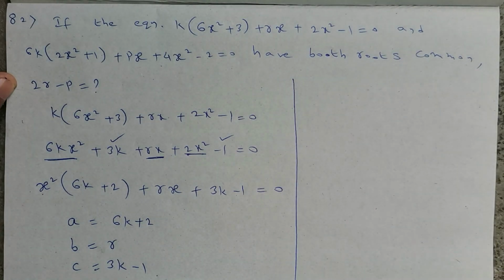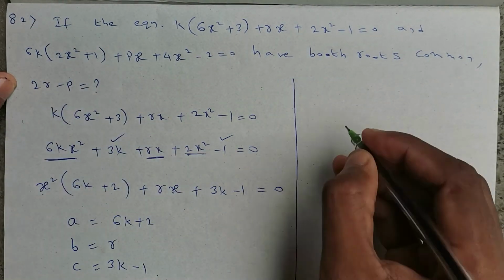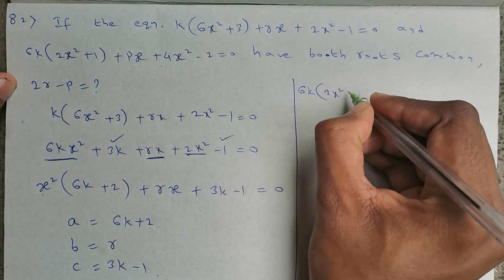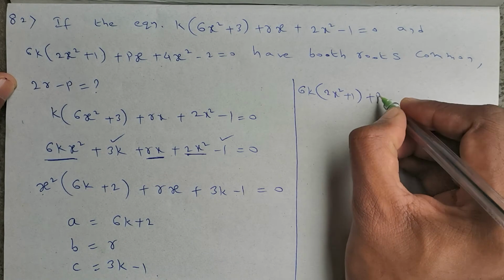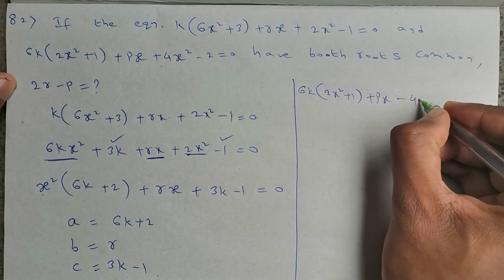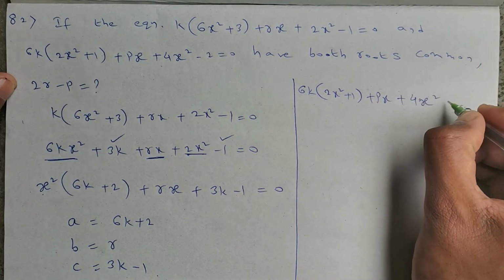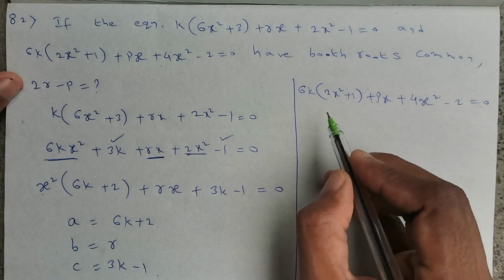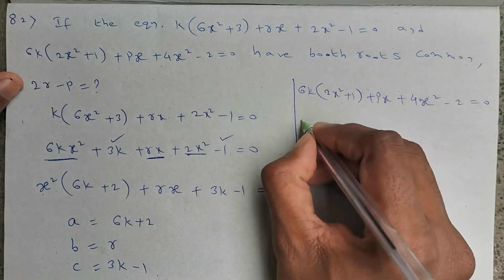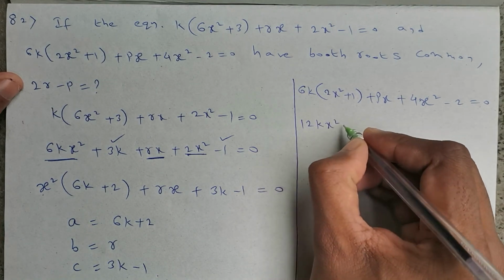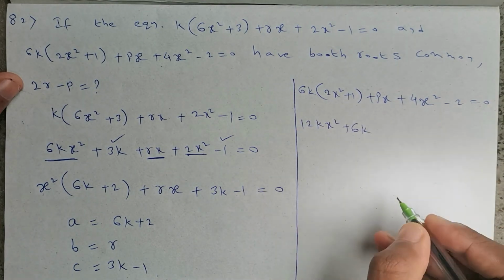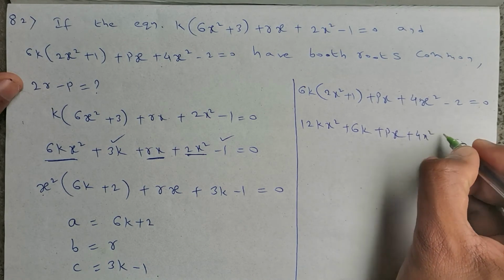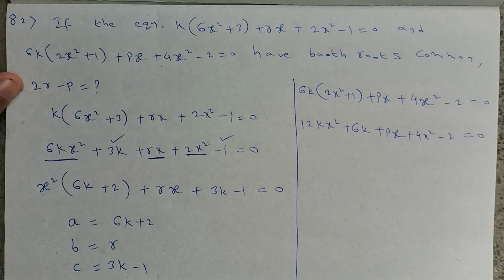Now I will take the second equation, that is 6k into 2x square plus 1 plus px plus 4x square minus 2 is equals to 0. Here also same, I will separate it first. 6k into 2x square, 6 2s are 12kx square plus 6k into 1 is 6k plus px plus 4x square minus 2 is equals to 0.